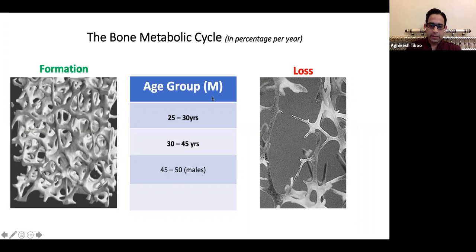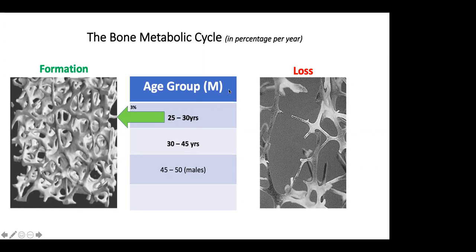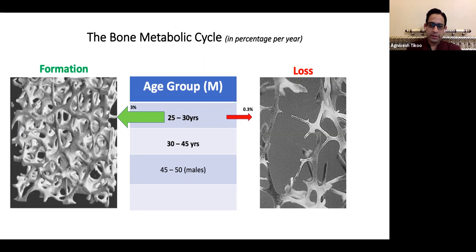It's a dynamic sort of a tank wherein calcium comes and calcium goes. So this is the cycle. At around 25 to 30 years in males, there is a growth in bone mass by approximately 3% per year. Subsequently, there is a bone loss of 0.03%. And this keeps the positive balance towards 2.7, plus 2.7.